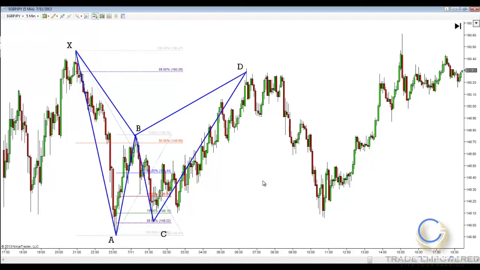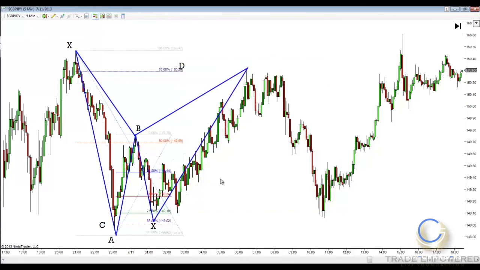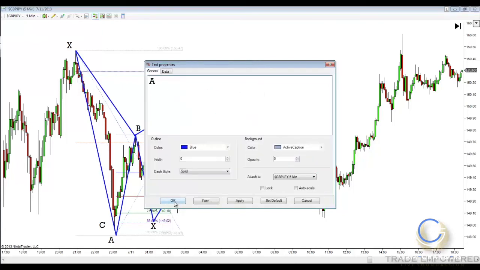But if you also notice this, right after this pattern forms, there's actually another one. Now, this C to D leg of our initial pattern will actually become the next impulse leg for another bat, and it may get a little confusing, but just rewind the tape, pause it if you need to. But this C to D leg is actually a new impulse leg. So we're going to throw this C to D to the side for a little bit, and we're going to look at this as being a brand new X to A.